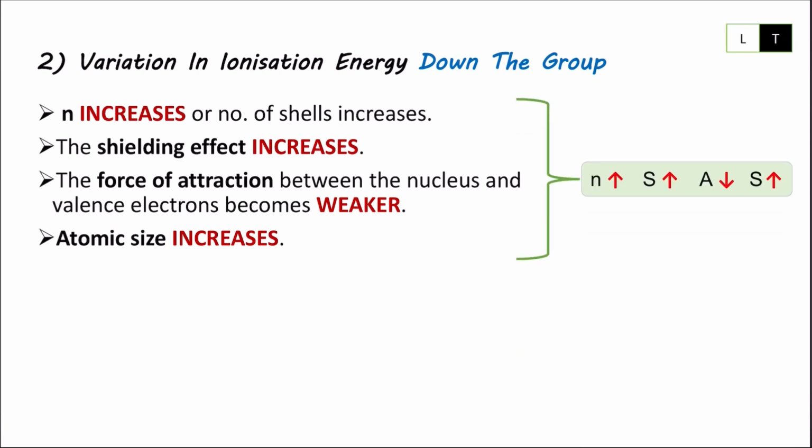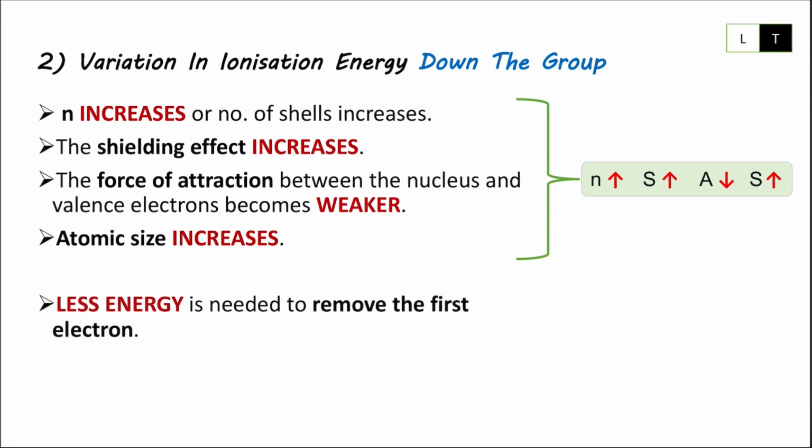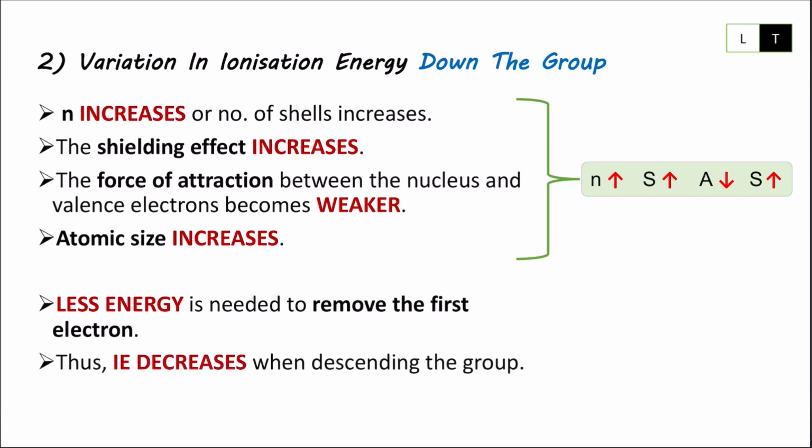However, to continue from this point about the ionization energy, when the atomic size is larger, it means that the nucleus attraction to the valence electron is very weak. So you don't need more energy, you just use less energy to remove the first valence electron. That is why ionization energy decreases when descending the group.